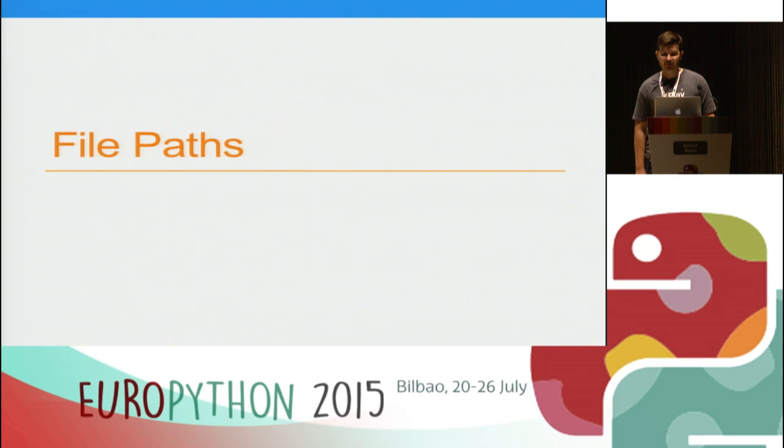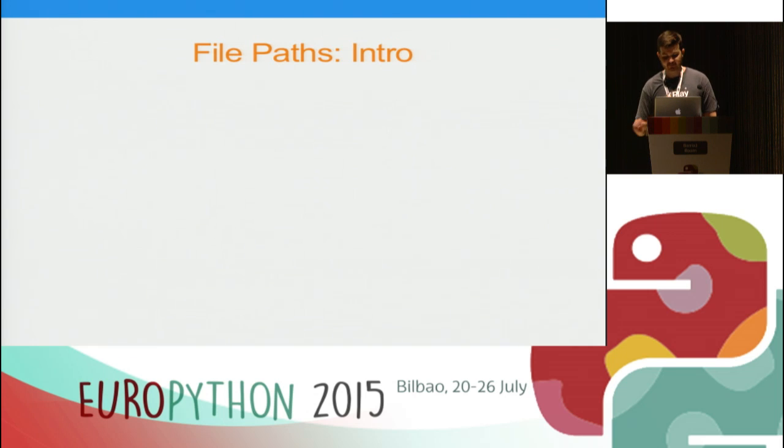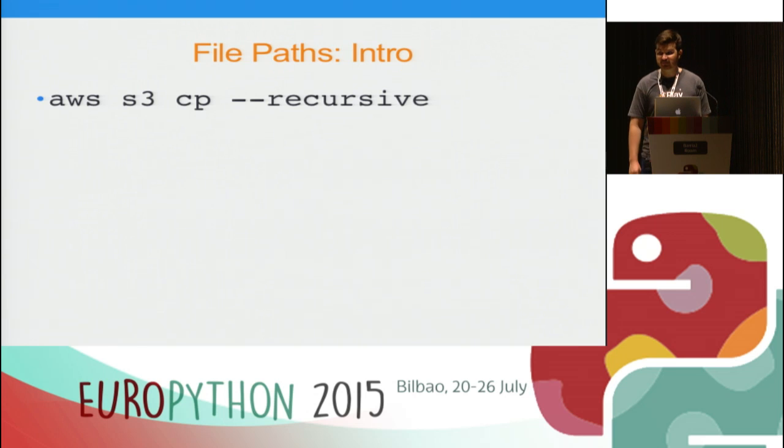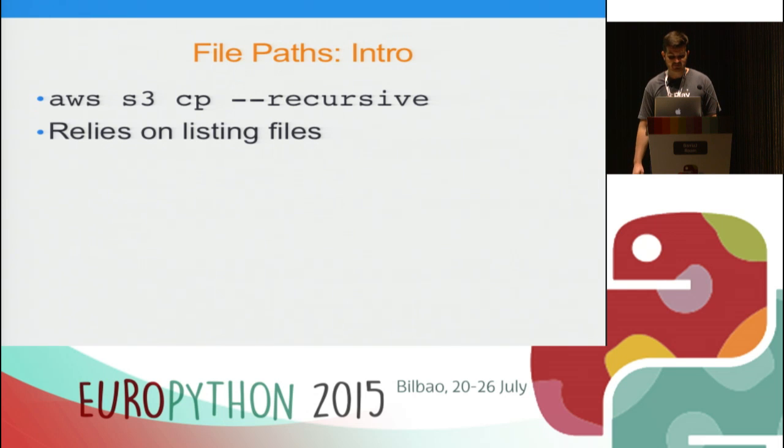So if you are handling files, you're most likely having to deal with file paths and how the location of files is represented. For the intro, I'm going to build off my previous example with the AWS S3 CP command, which has a recursive option which lets you upload or download a whole directory to S3 and back. It relies on being able to list files.